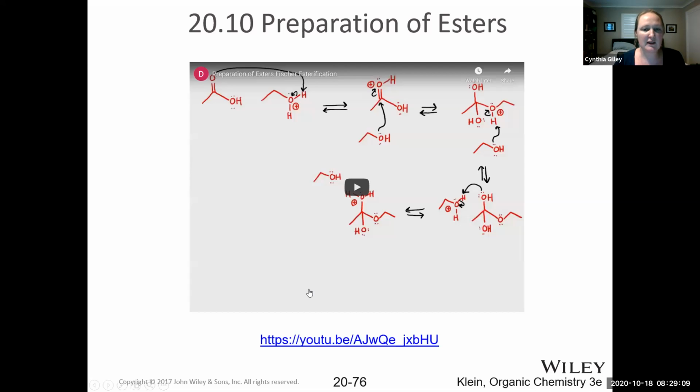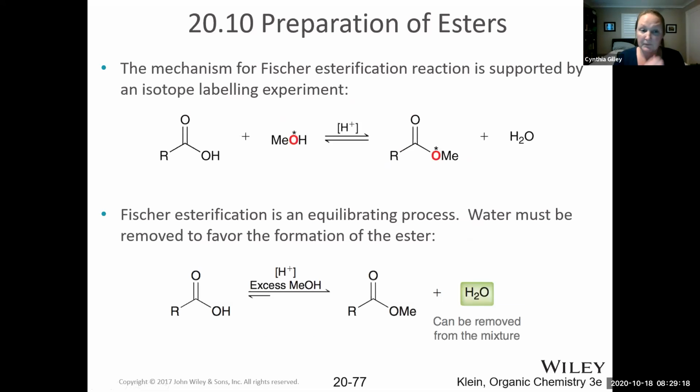If you want to see me draw that out step by step, go ahead and check out this YouTube video where I drew out this mechanism by hand.